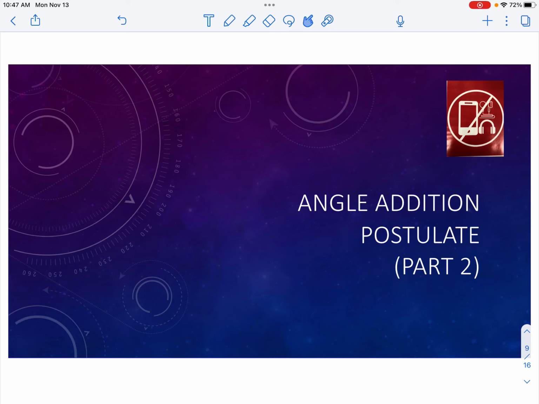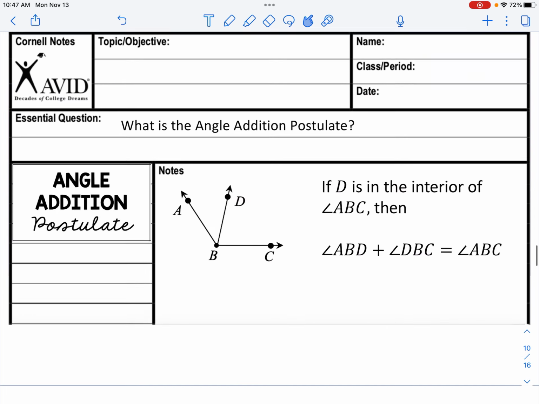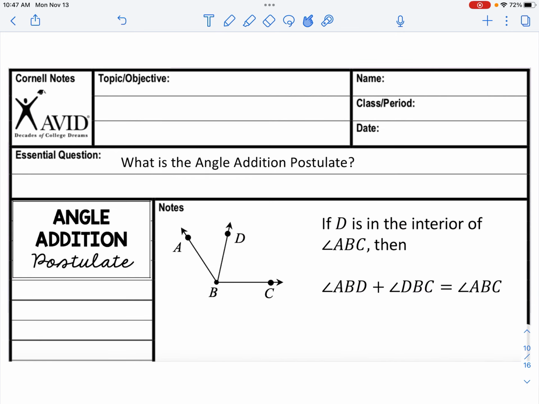Okay, so we're going to actually get into the angle addition postulate this time here in part 2. So what is the angle addition postulate? Let's get to it right away.